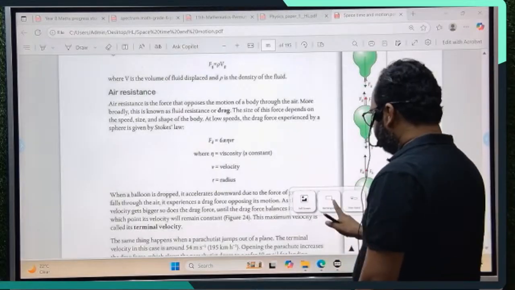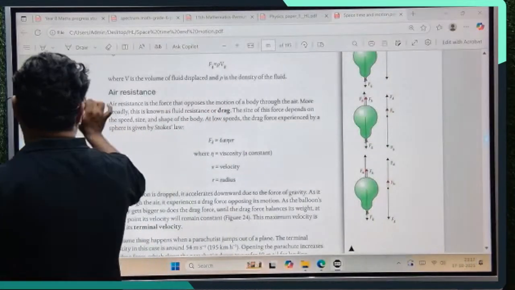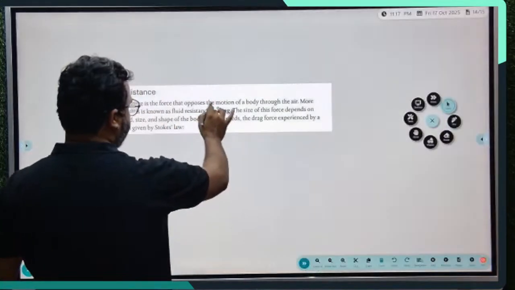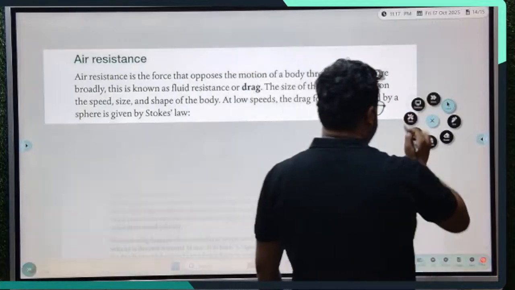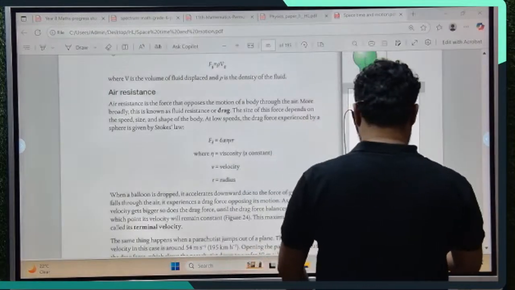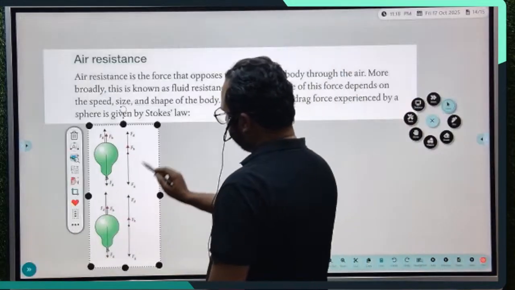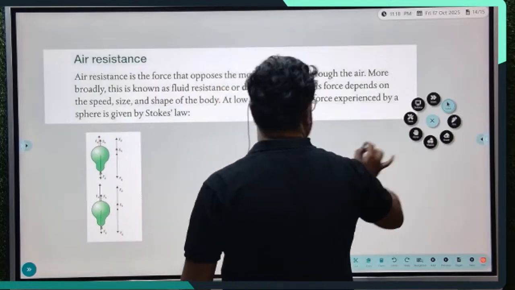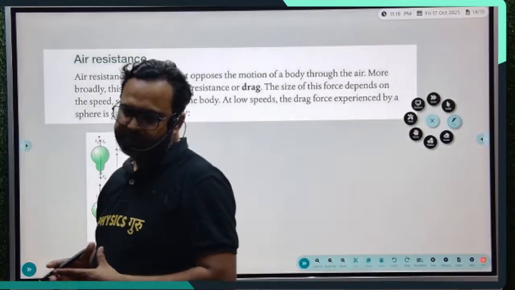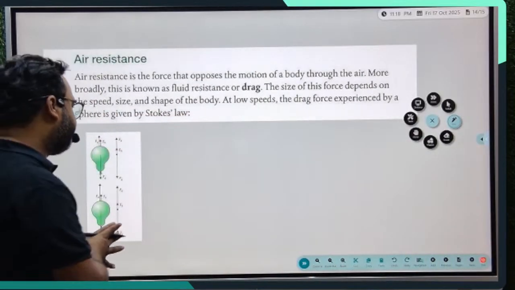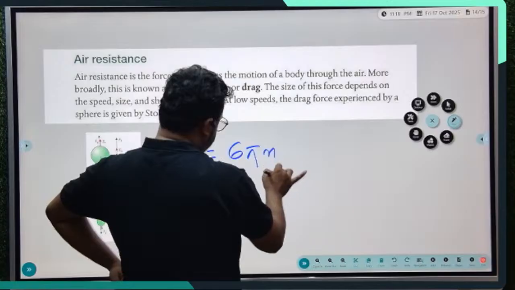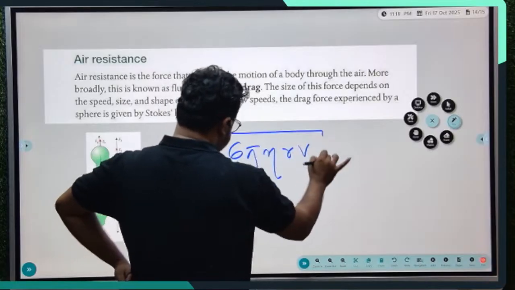Next we'll talk about air resistance. It is also called Stokes law. The upward force, or the buoyant force, is given by Stokes. It is equal to 6 pi neta RV.